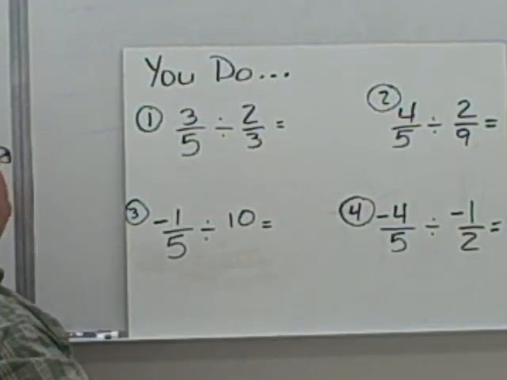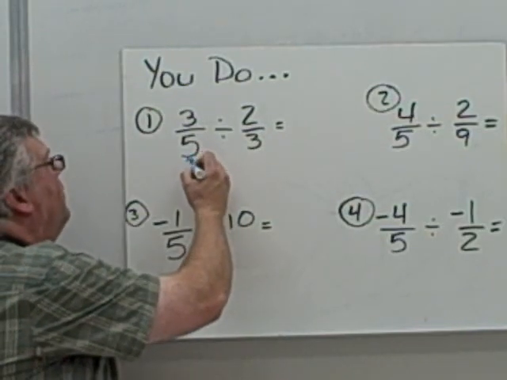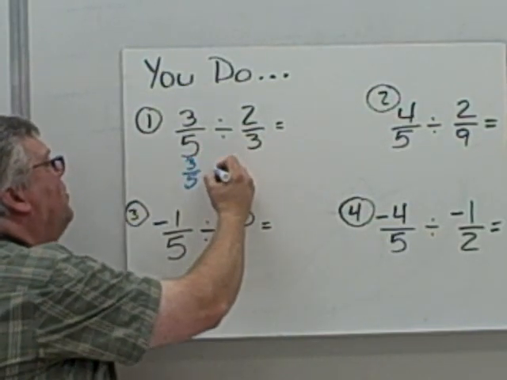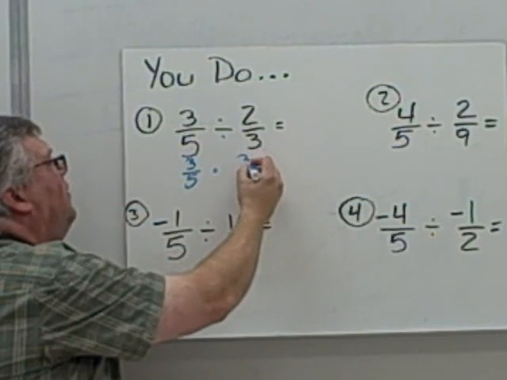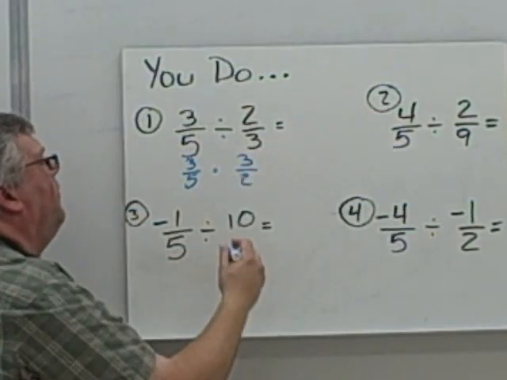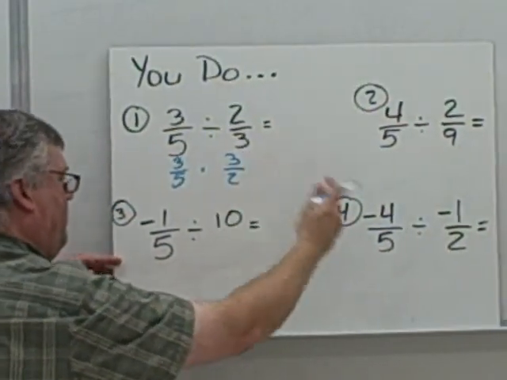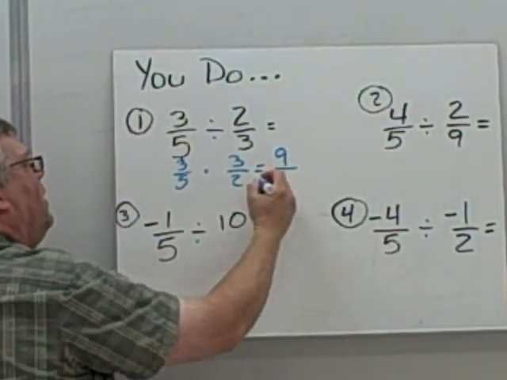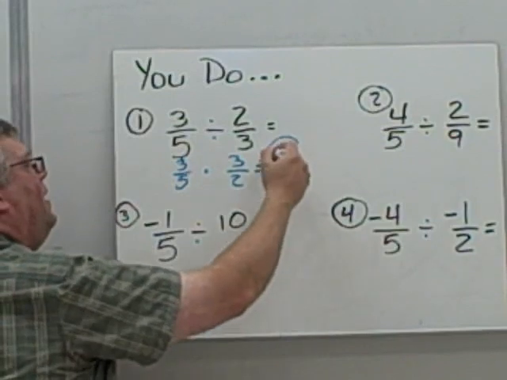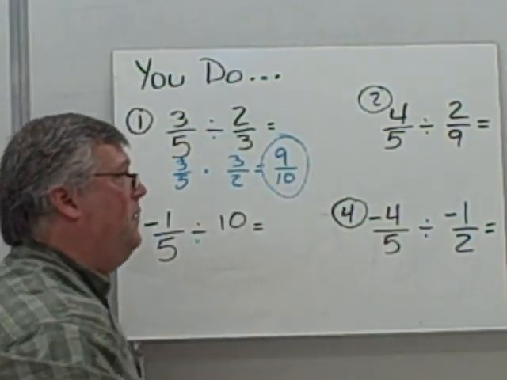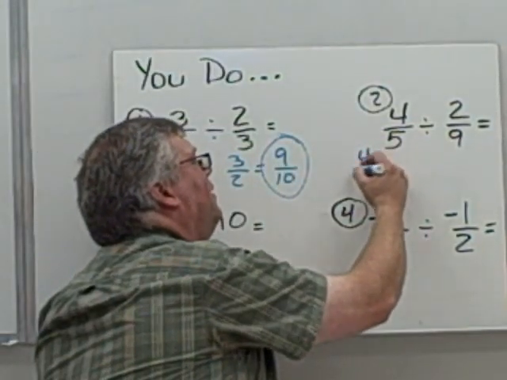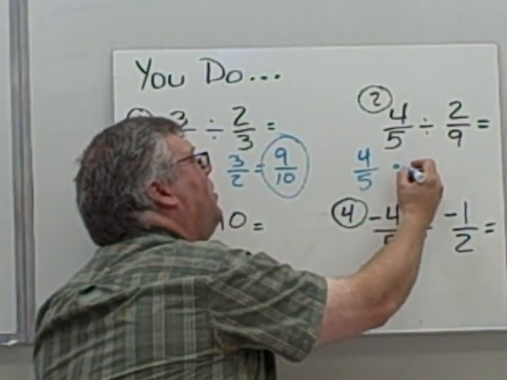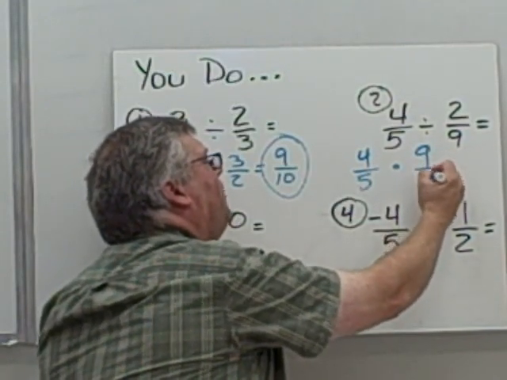Welcome back. Keep it, 3/5, change it to multiplication, flip this, you get 3/2. Top times top gives me 9. Bottom times bottom gives me 10. That cannot be reduced any further. There's my answer.